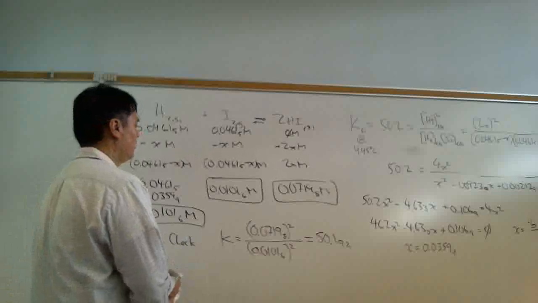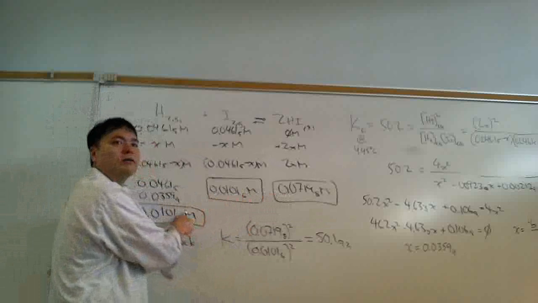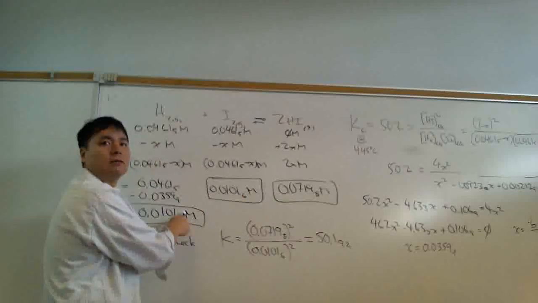All right, so we're done. We have the equilibrium concentrations here. You could either leave these as is, or you can round them right now.